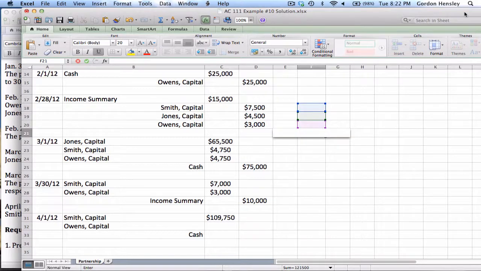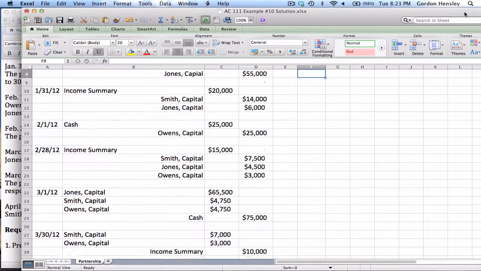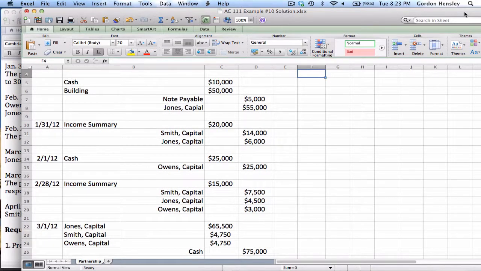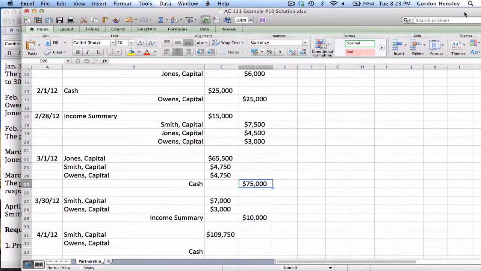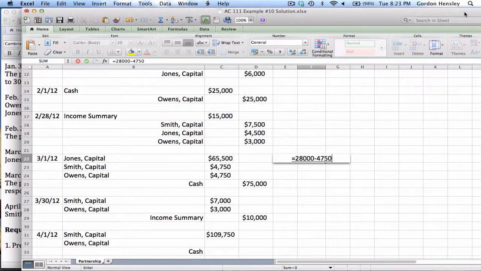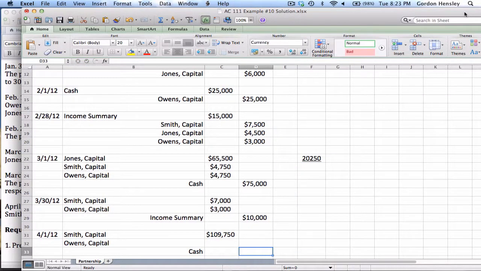So you see how I have to go back through there simply to figure out the current balance. That's the trickiest part whenever they dissolve the partnership. And then I'll do the same thing for Owens. Now Owens didn't join until this transaction right here. So Owens started out at 25. Then we added 3, which brought it to 28. So that's 28,000 less 4,750 less 3,000. So that's 20,250. That's the current balance of Owens' capital.